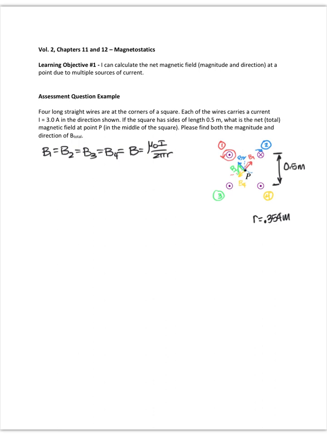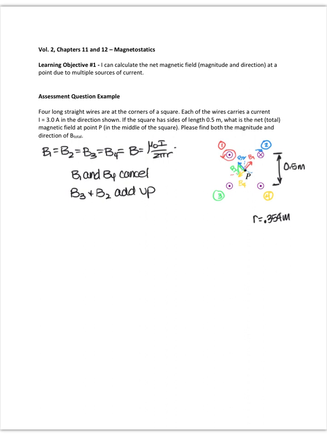If I look at the picture, I can see that B1 and B4 cancel, and so B3 and B2 add up. B3 and B2 are in the same direction, up and to the left, and B1 and B4 cancel out. Despite that fact, I'm going to brute force this just to remind you how we would find the magnitude and direction of the net magnetic field, or the total magnetic field.